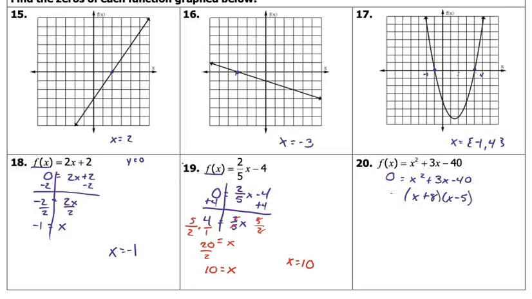I know that this all equals 0 still, so this is where I'm going to tee it up. I'm going to set them both equal to 0, so x plus 8 equals 0 and x minus 5 equals 0. Go ahead and solve for both. This would mean that x is -8 and x is 5. I'll set that up using braces. So my solution set here is {-8, 5}.